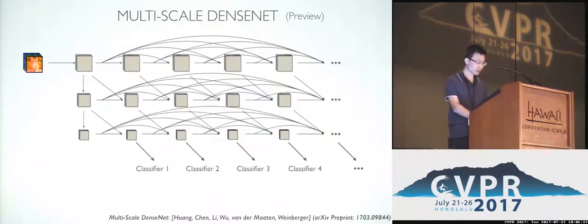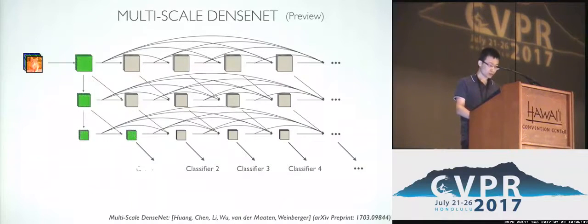Finally, I'd like to talk about a network built on top of DenseNet, which is called multi-scale DenseNet. It is aimed at fast inference at test time. The network learns multi-scale features at each layer, and it introduces dense connections at each scale. And most importantly, it introduces multiple classifiers attached to intermediate features.